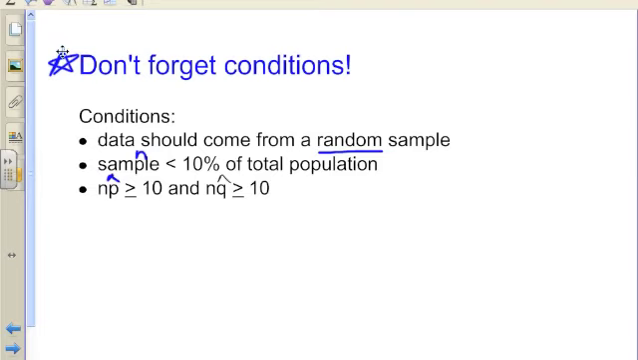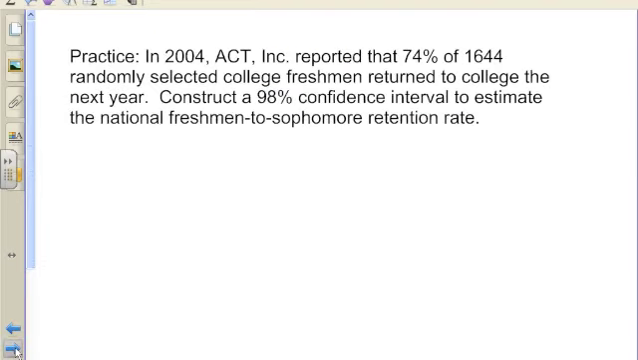All right, so let's go ahead and check out a full example from start to finish. In 2004, ACT Incorporated reported that 74% of 1,644 randomly selected college freshmen returned to college the next year. Wow, okay, 74% did 1 year of college and then actually came back. They didn't drop out for any reason. So we're going to construct a 98% confidence interval to estimate the national freshman to sophomore retention rate. Freshman to sophomore retention rate, that means people who were freshmen, they actually come back, they're retained to be sophomores.